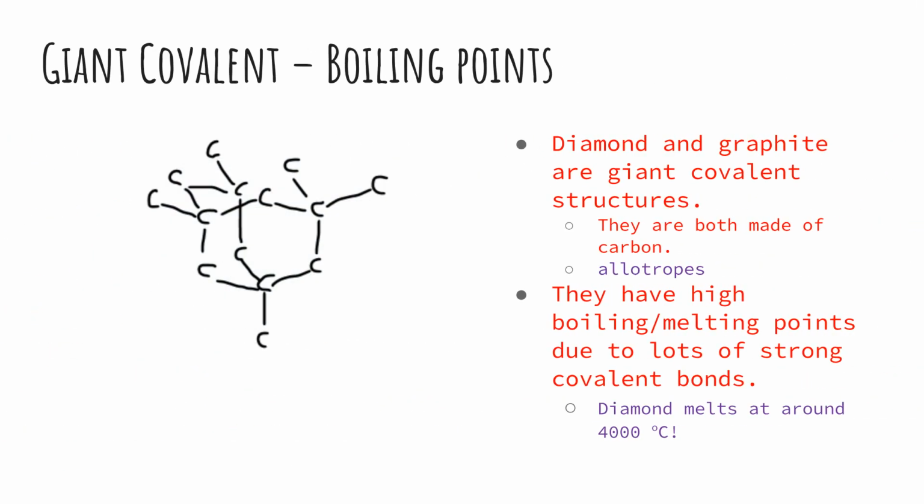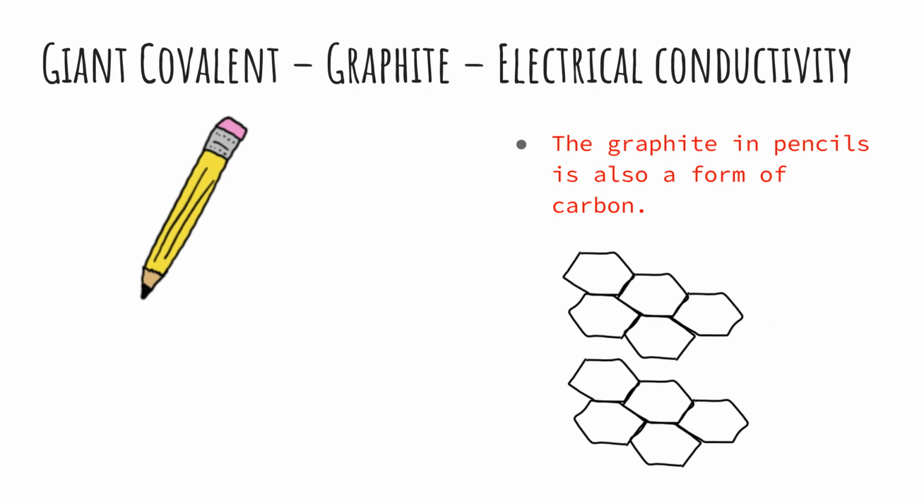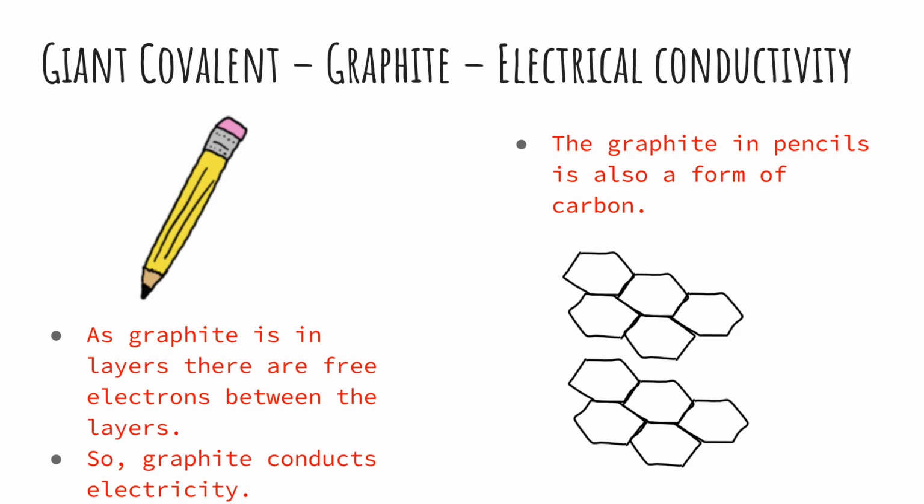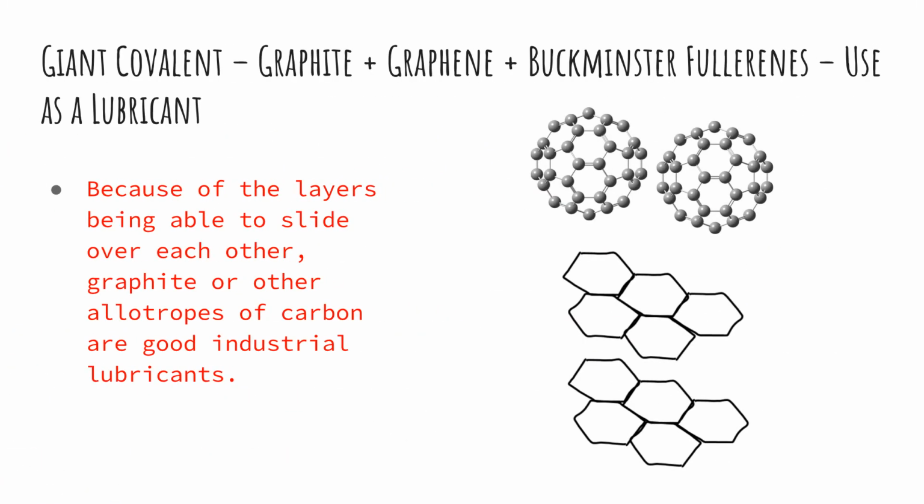Diamond and graphite are giant covalent structures, both made of carbon, which are allotropes. They have high boiling and melting points due to many strong covalent bonds. Diamond melts at around 4,000 degrees Celsius. Graphite is a form of carbon found in pencils. Since graphite is arranged in layers with free electrons between them, it conducts electricity. Because the layers in graphite, graphene, and other carbon allotropes can slide over each other, they are excellent industrial lubricants.